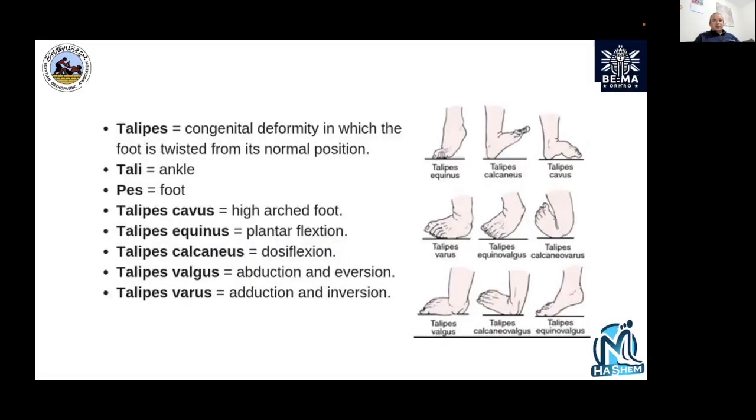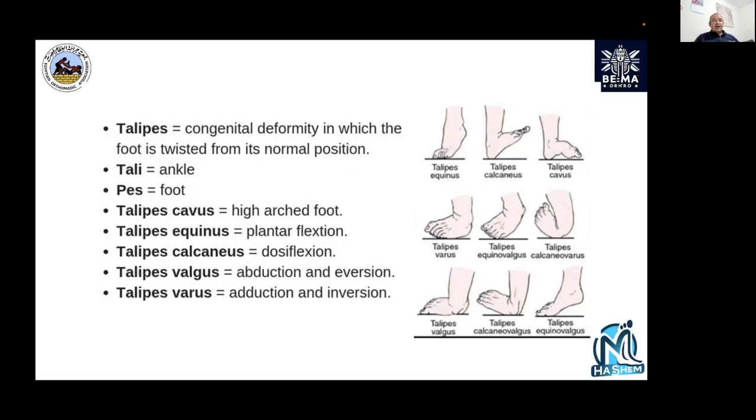So a quick basic start, which is very important for all of you to understand all the terms we'll be running through in this lecture. You need to understand what is talipes, and talipes is two words, tali and pes, and then you need to understand the different positions with these different names. So when we say talipes, tali is the ankle and pes is the foot. So any deformity related to pes is a deformity of the foot. Anything related to the tali is a deformity of the ankle.